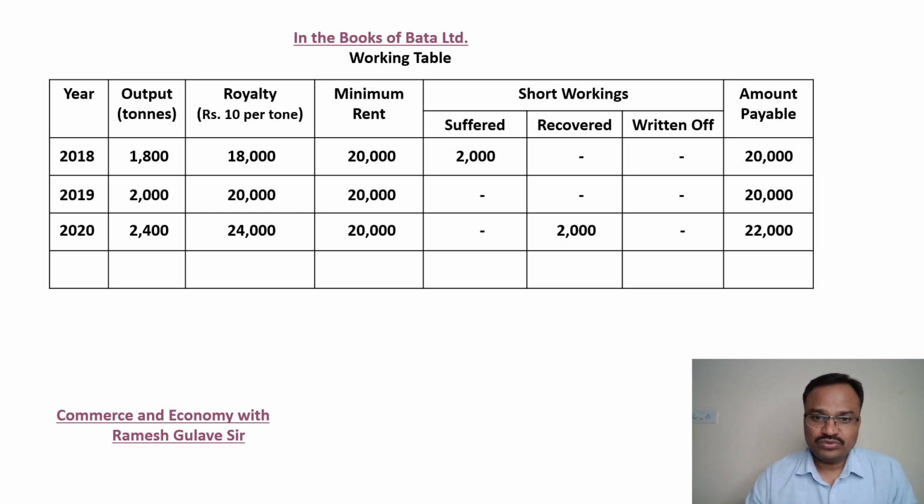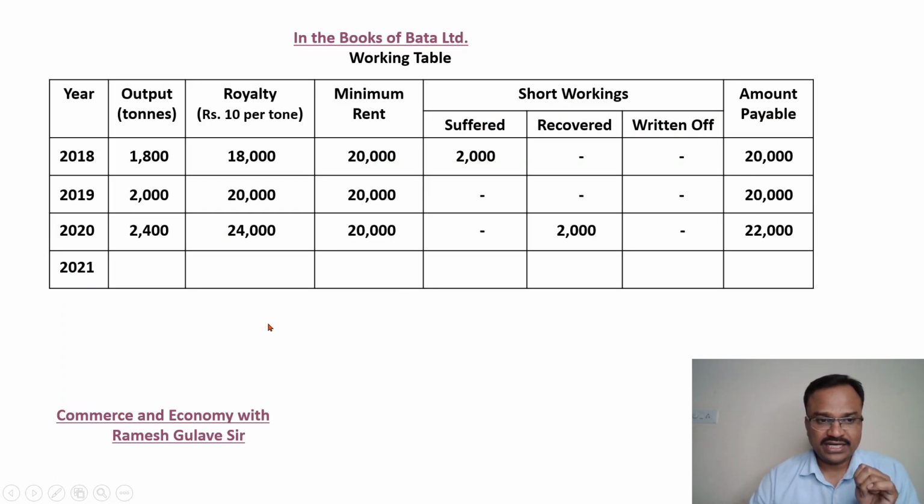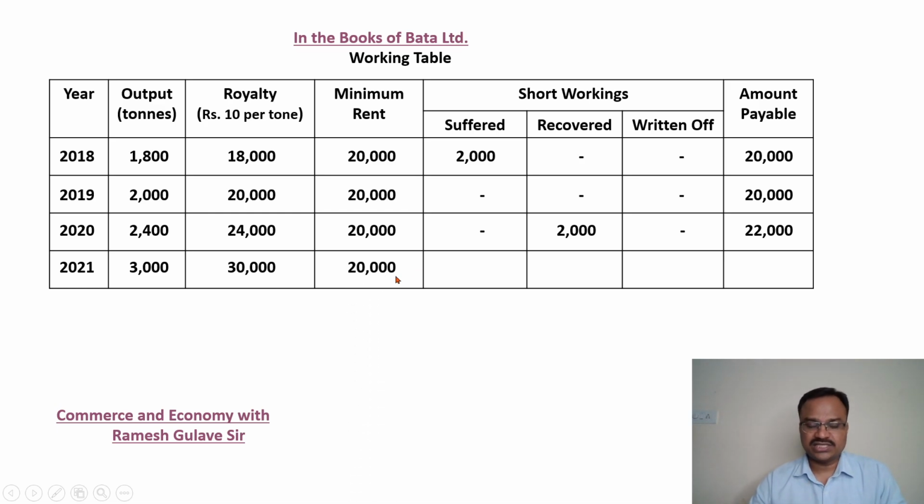Right. I hope now the concept of short working suffered and short working recovered is clear. Now let us move to the next year. For the next year, that is for 2021, output is 3,000 tons. The rate of royalty is 10 rupees per ton. So 3,000 multiplied by 10 gives us 30,000. So 30,000 is the amount of actual royalty payable. And the minimum rent, which is fixed, is rupees 20,000.